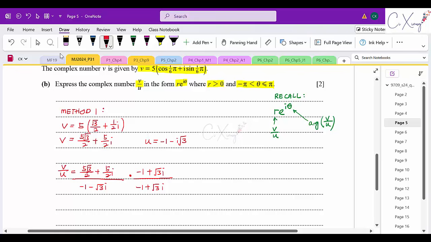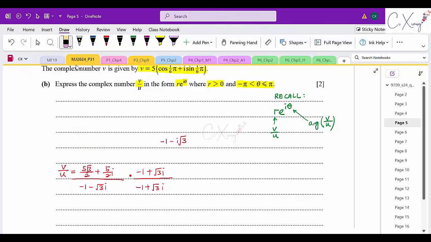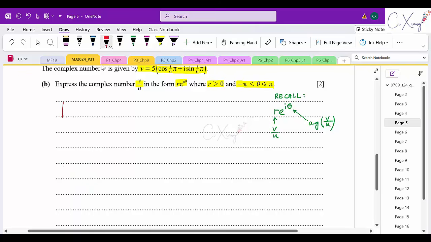But for me, I'm using a shortcut here. So I'm using method number 2. For those who are interested, you can have a look at this method. How are we going to solve it using method number 2? For method number 2, I'm going to use a shortcut formula where I know that if I want to get the modulus for the complex number v over u, I can generally take the modulus of v divided by the modulus of u.